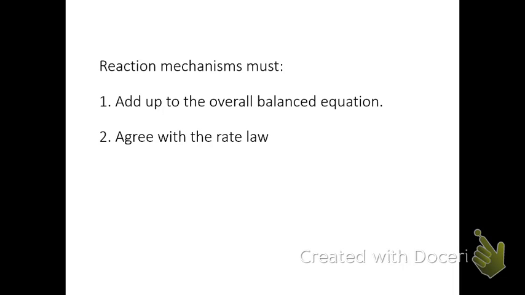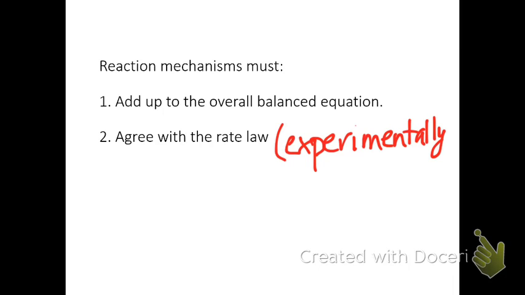Okay? Reaction mechanisms must add up to the overall balanced equation. And then they also must agree with the rate law. And here I want you to insert experimentally determined rate law, or put it in parentheses. Okay, because most rate laws are determined experimentally. So you either have had to figure out what the rate law is from data, or they gave it to you. Unless it's an elementary step. If it's just an elementary reaction, then it's going to be the balanced equation.